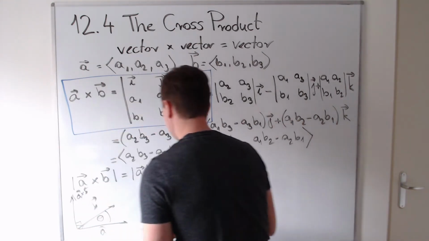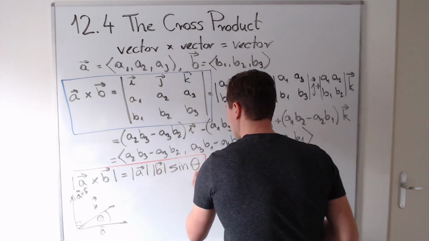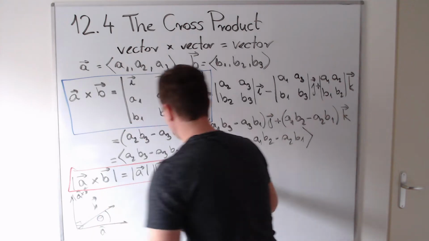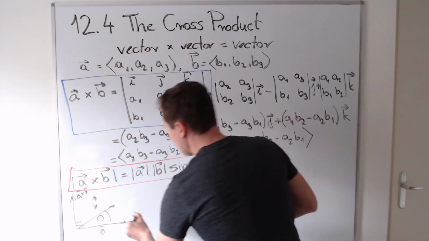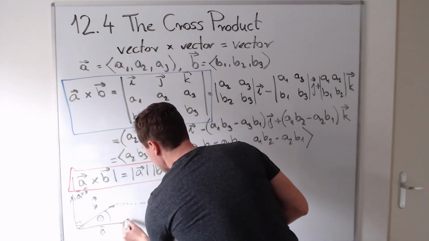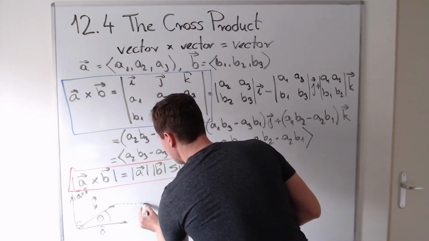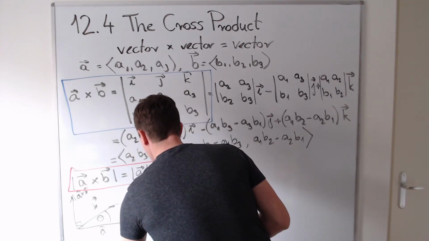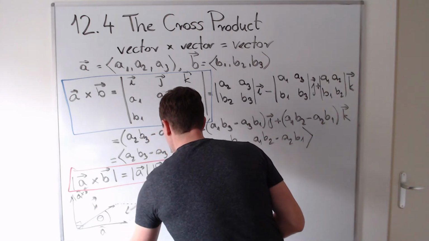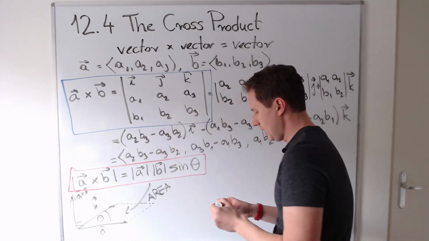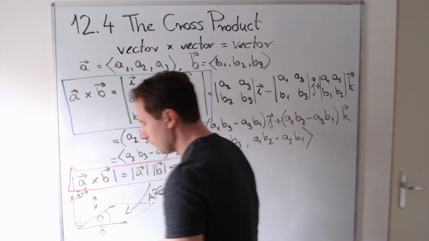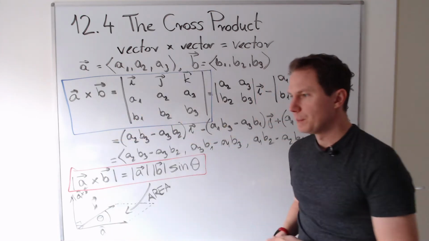And in fact, if you look at this formula, you might realize that what you have on the right hand side is exactly the area of this parallelogram. So this is the area, and it's the area of that parallelogram.